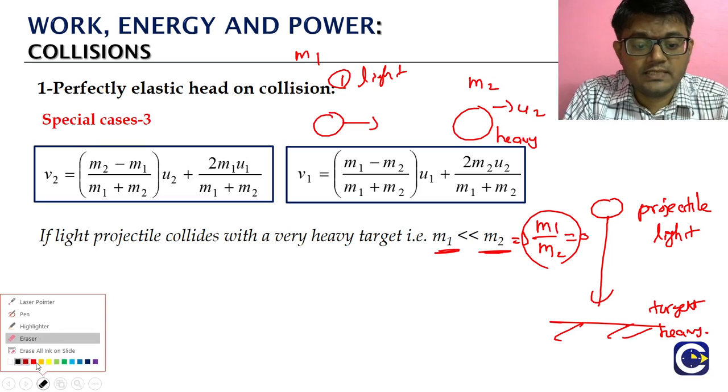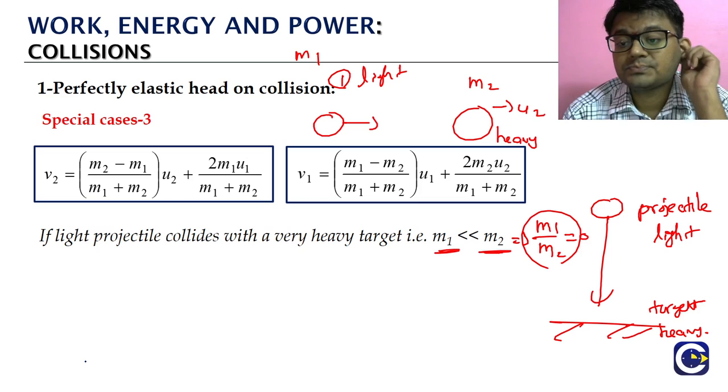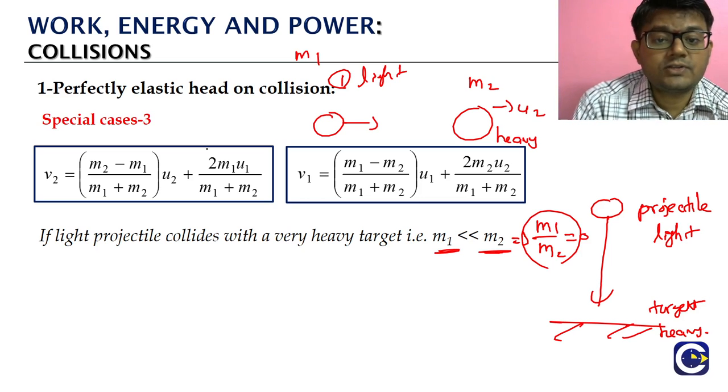Okay, so we can even write down the expressions beforehand. Look, which is the heavier one? m2 is the heavier one, right? So its velocity does not change. So v2 will be equal to u2, as it is.